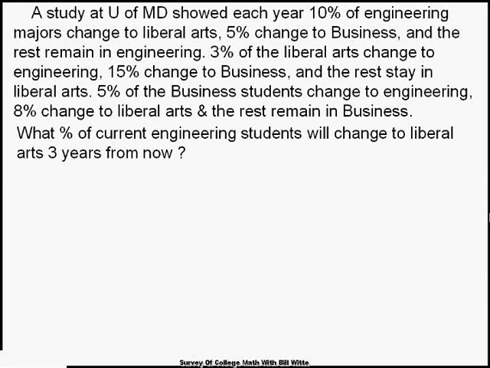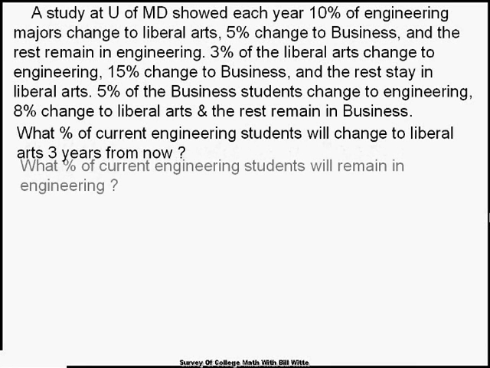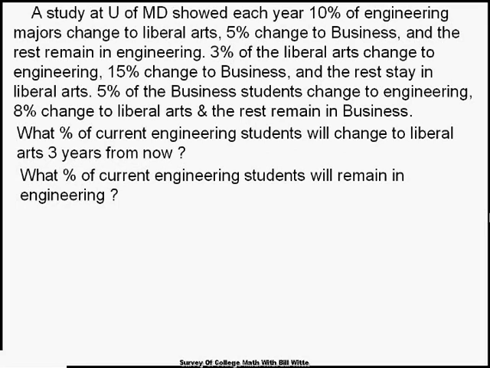If you could do it for 3 years from now, you certainly could do it for 4 years from now or 10 years from now. Okay? Hopefully you smell a transition matrix here. Once we have that transition matrix, we're going to be able to answer what percent of any type of change, if we can read it properly. For instance, in the second question here, what percent of the current engineering students will remain in engineering 3 years, 4 years, even 5 years from now?